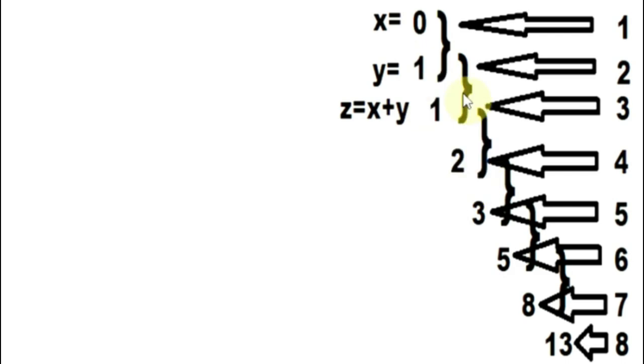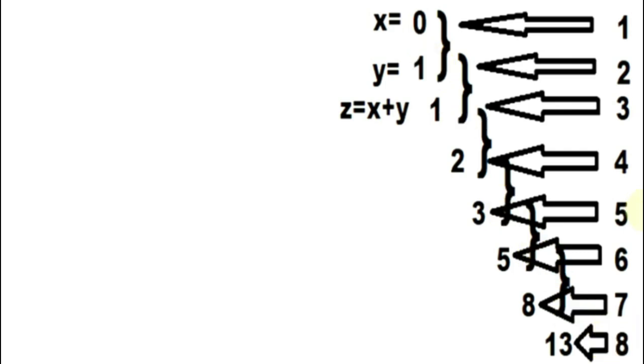Then again add the last two values, 1 and 2 is 3, write it over here. Again add the last two values, 2 plus 3 is 5, write it over here. Last two values, 3 plus 5 is 8. Then add 5 and 8, it's 13. Okay, now these are the Fibonacci numbers.